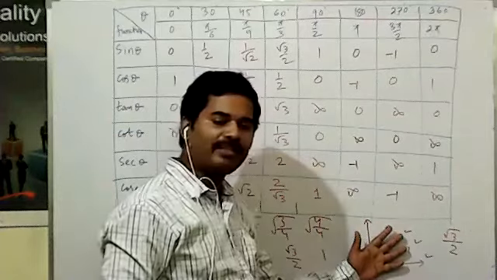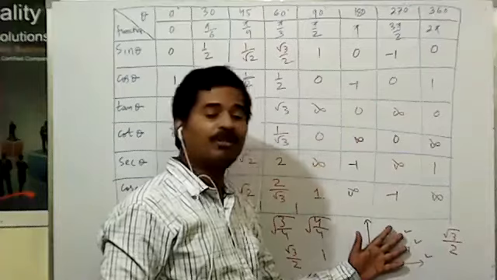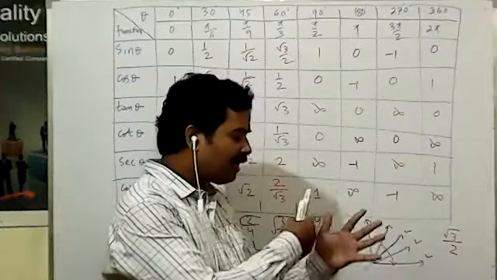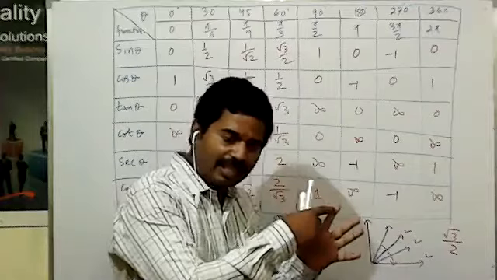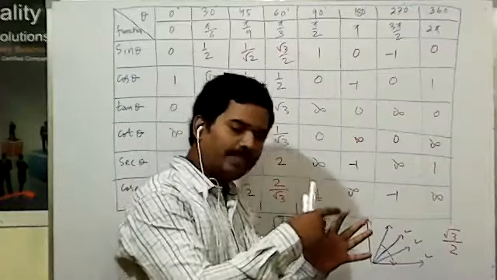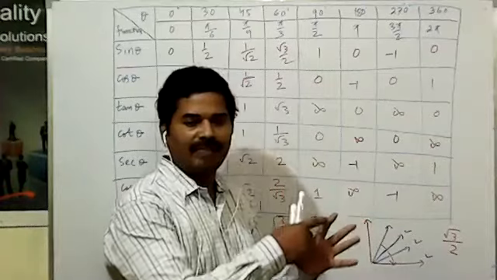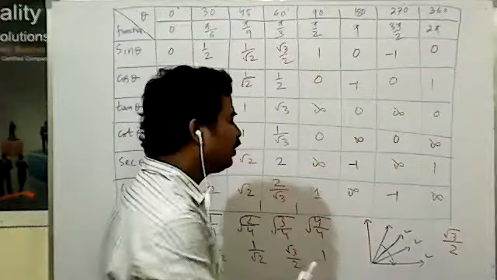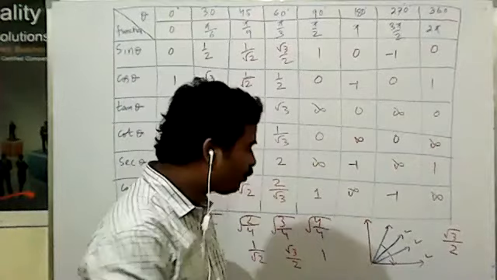Similarly, cos 45 we have to find out. This is anti-clockwise. 2 fingers are there, that means root of 2 divided by 2. That means root 2 by 2, which means 1 by root 2.